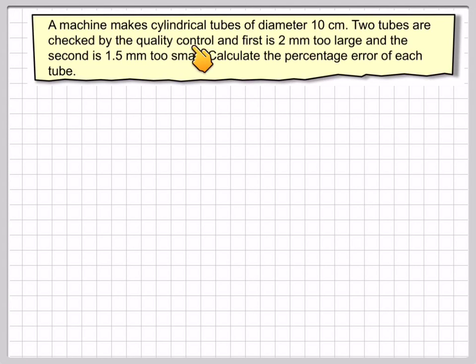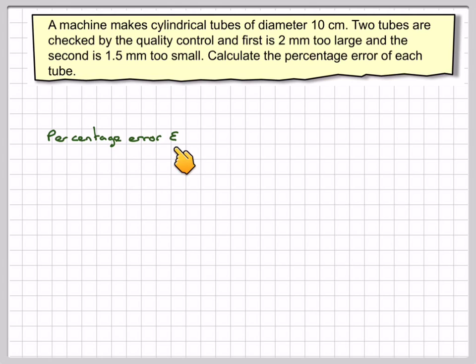The machine makes cylindrical tubes of diameter 10 centimeters. Two tubes are checked by the quality control. The first is 2 millimeters too large and the second is 1.5 millimeters too small. Calculate the percentage error of each tube. Before we can do this, we've got to realise how we actually calculate percentage error.